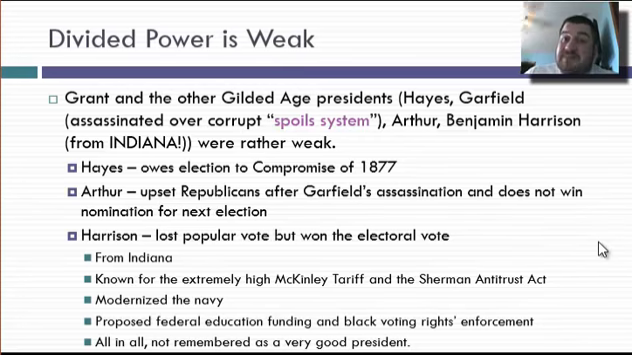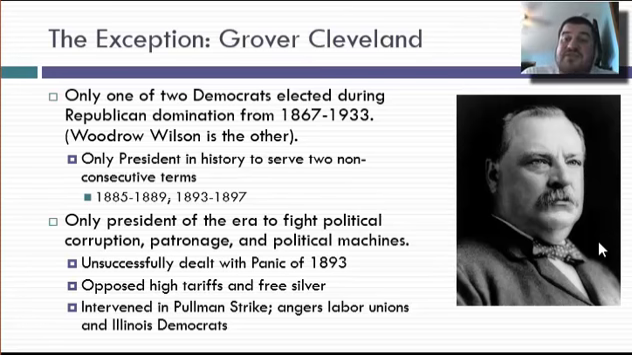So let's move on. The one exception is Grover Cleveland. He's only one of two Democrats during the era to be elected from 1867 to 1933, when Republicans were all the rage after the Civil War. He's the only president in history to serve two non-consecutive terms, so he is our 22nd and 24th president. And again, Benjamin Harrison's in between there. He's the only president of the era who actively fought political corruption, patronage, giving jobs to supporters of you and not qualified employees, and political machines. He unsuccessfully had to deal with the Panic of 1893. He opposes high tariffs and free silver, and he intervenes in the Pullman strike, which also angers labor unions and Illinois Democrats, but he's the exception of the era. He's a good leader, Grover Cleveland.